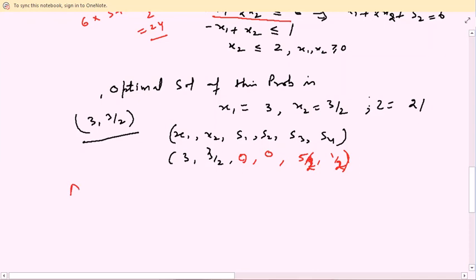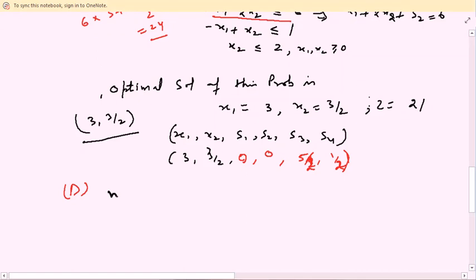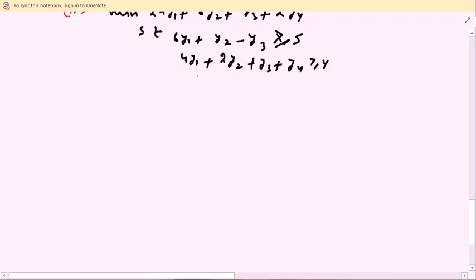Okay, so let us write the dual problem here. So my dual problem is minimize 24y1 plus 6y2 plus y3 plus 2y4 subject to the constraints 6y1 plus y2 minus y3 greater than or equal to 5, 4y1 plus 2y2 plus y3 plus y4 greater than or equal to 4, y1, y2, y3, y4 greater than or equal to 0.